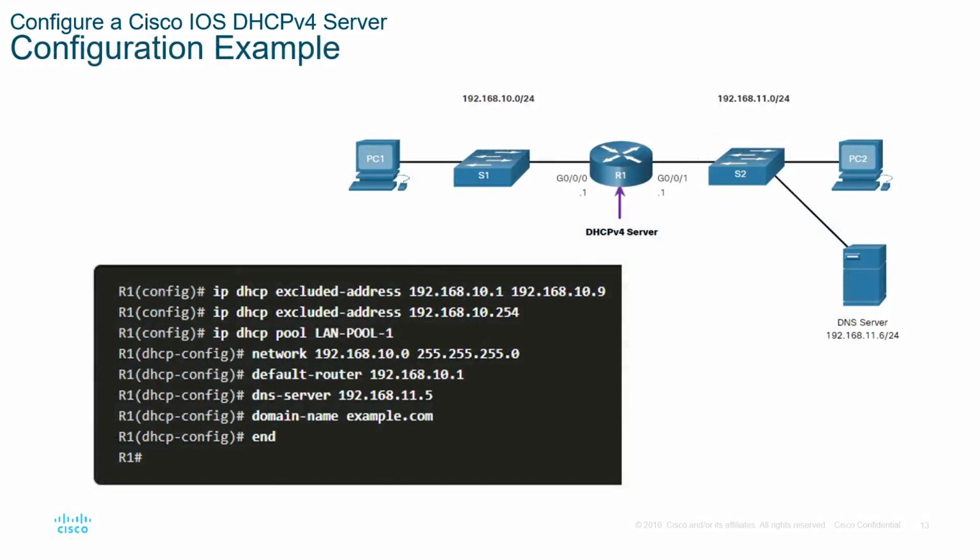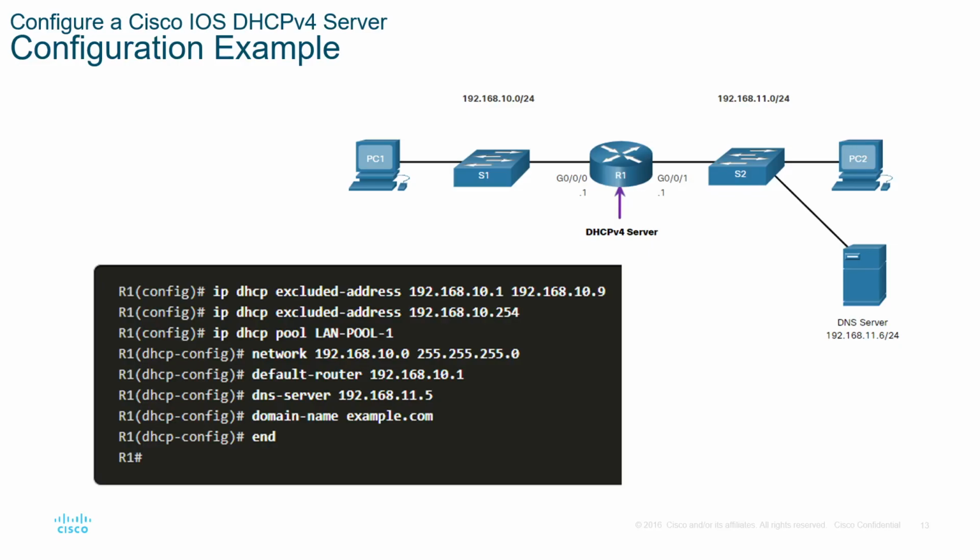Now, just a configuration example. In this case, we're configuring our router 1 to be the DHCPv4 server. The first step is as follows. We specify the excluded addresses. In this case, we're excluding all the addresses from 1 to 9 and also the 254 address.